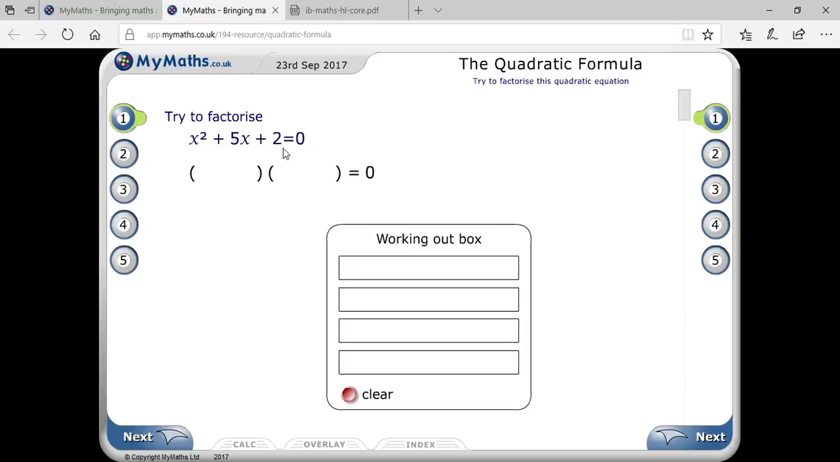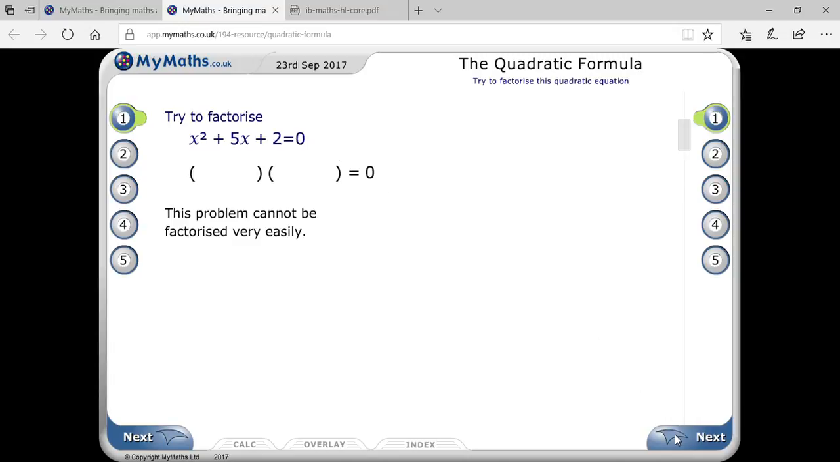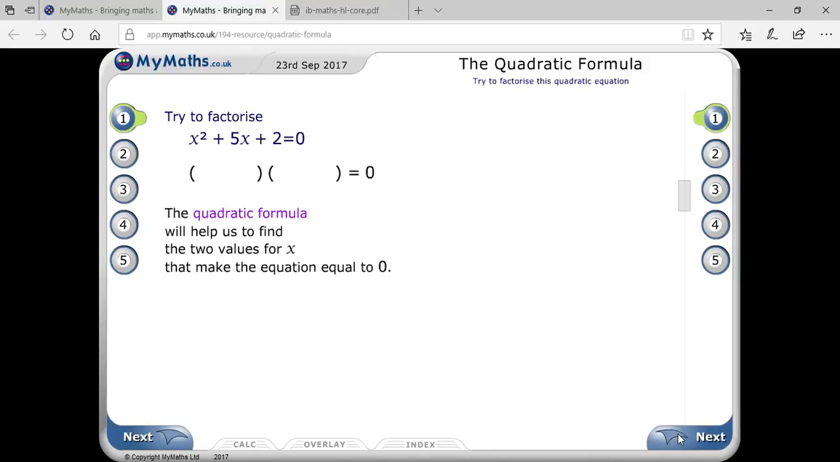Here you can see they are saying try to factorize x square plus 5x plus 2. So you have to factorize 2 in such a way as to get 5. But no, it is not possible, because 1 times 2 is 2, 2 times 1 is 2, and nothing more. So this problem cannot be factorized very easily. We need to use a different method to solve this one.